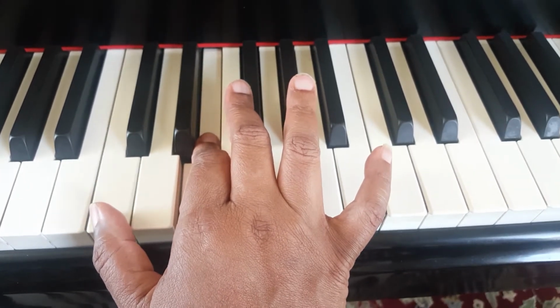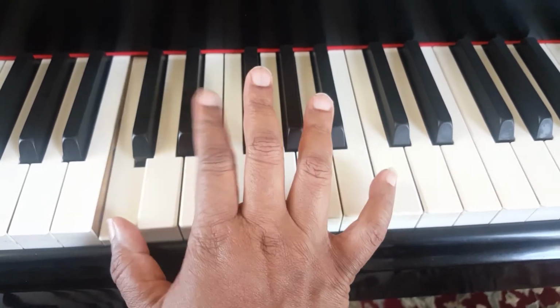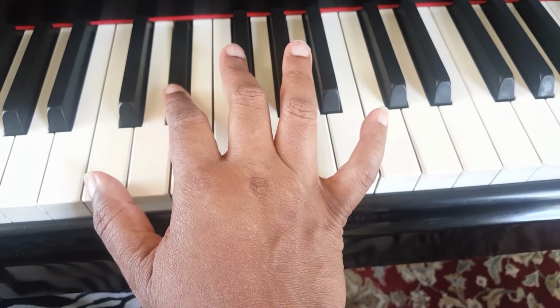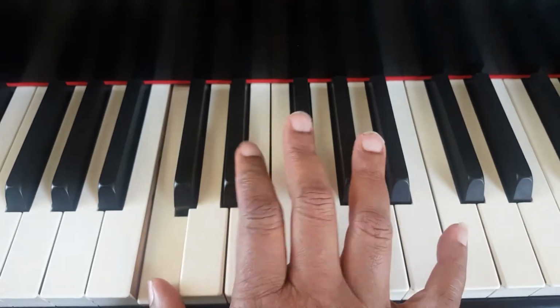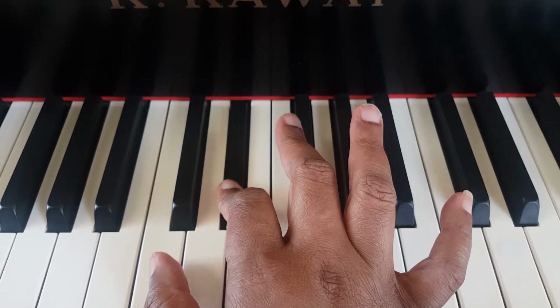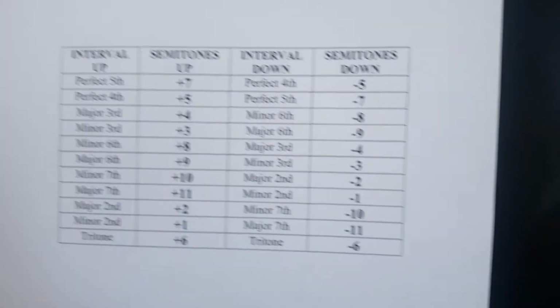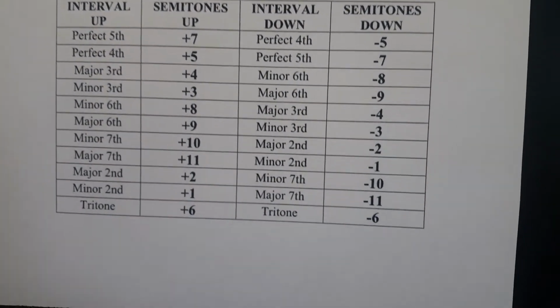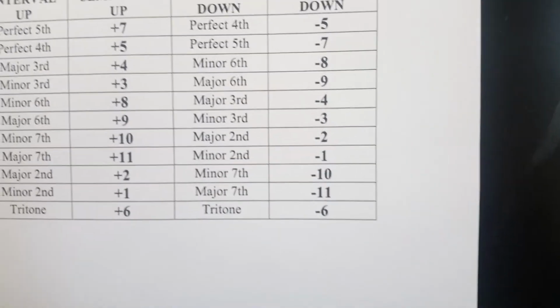All right. A minor third is 1 half step lower. That's our minor third. So let's look at the semitone chart again. Look at the difference between the major third and the minor third. Minor third is 3 steps. And a major third is 4 steps.